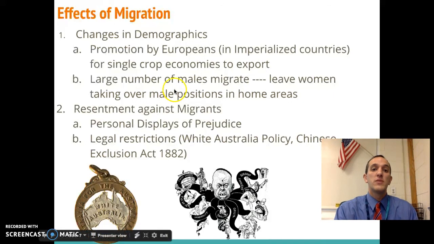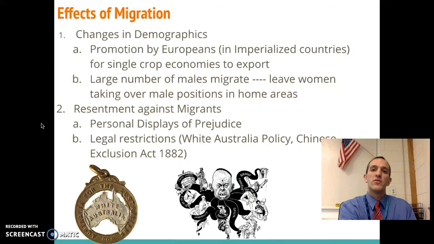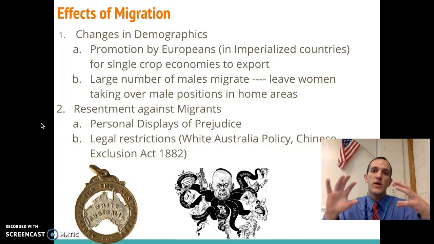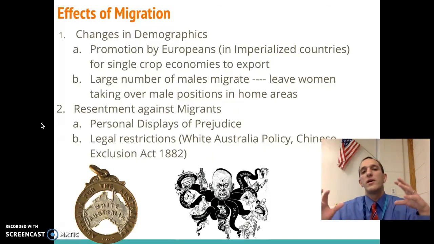So two main things, again, we're going to see a change in demographics, and again, demographics just means the population. We also see resentment against migrants. All of these things, this whole migrant thing, all connects back to the revolutions, to the Industrial Revolution, to imperialism. So this is kind of the nice, neat way that we kind of put a bow on this. We tie it all together here with this migration of people.